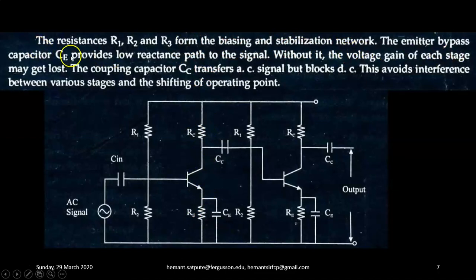The emitter bypass capacitor Ce provides a low reactance path to the signal. Without it, the voltage gain of each stage may get lost. The coupling capacitor Cc transfers the AC signal but blocks DC. This avoids interference between various stages and the shifting of the operating point.